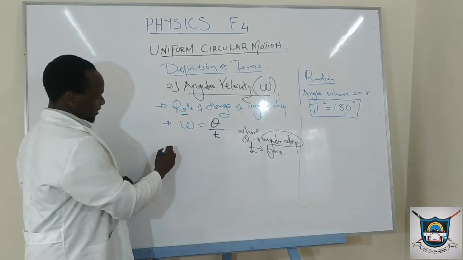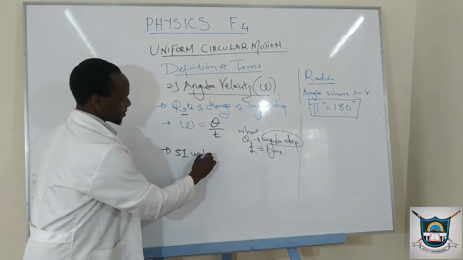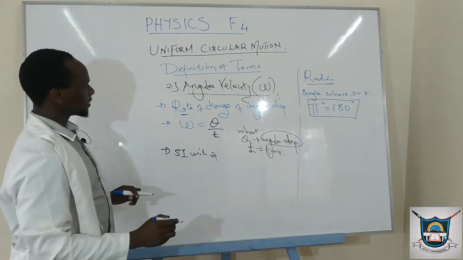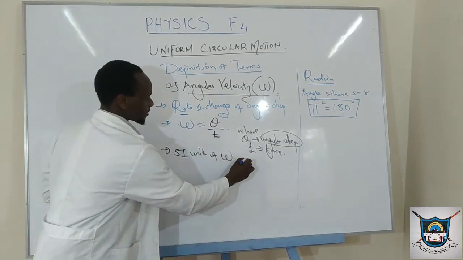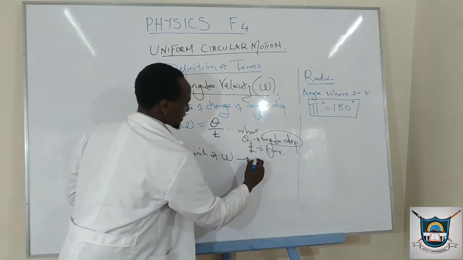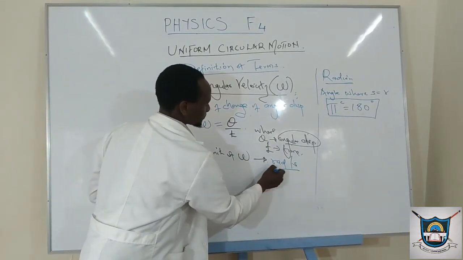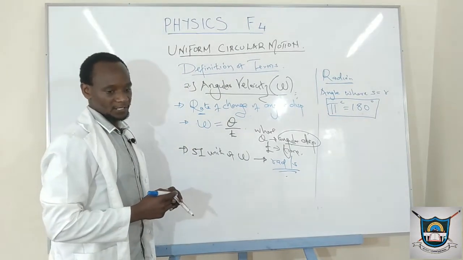So now, what is the SI unit of angular velocity? The SI unit of angular velocity will be radian per second. That's the SI unit of angular velocity.